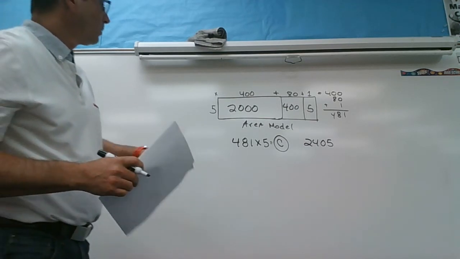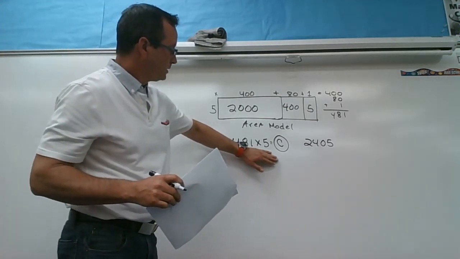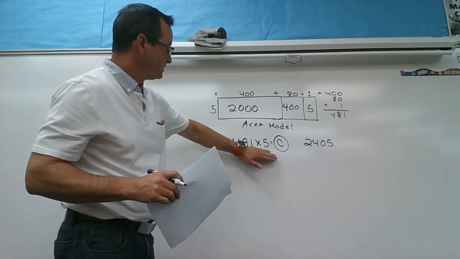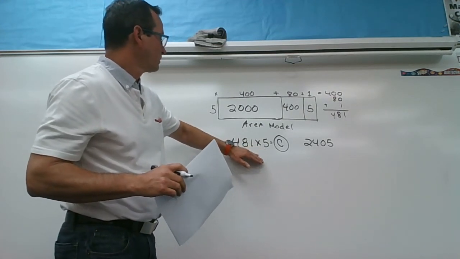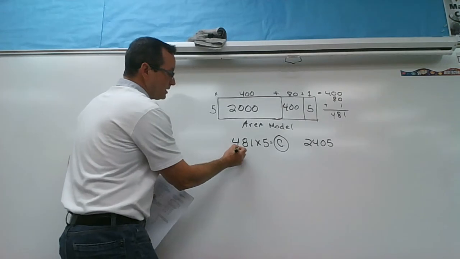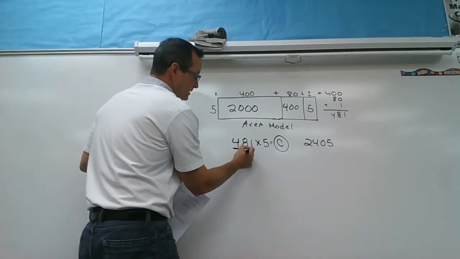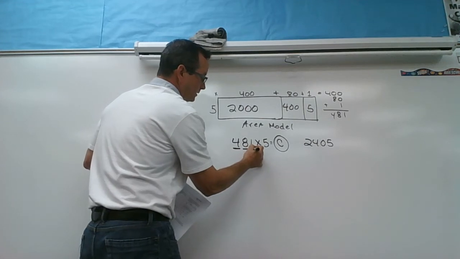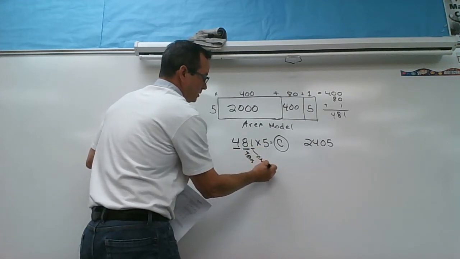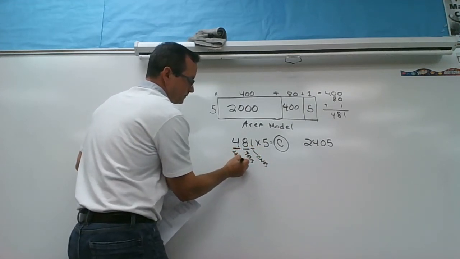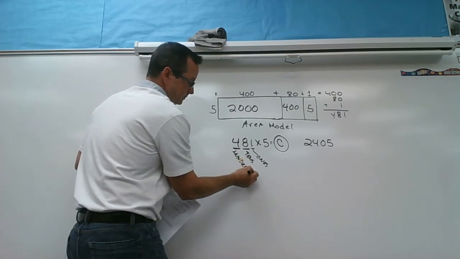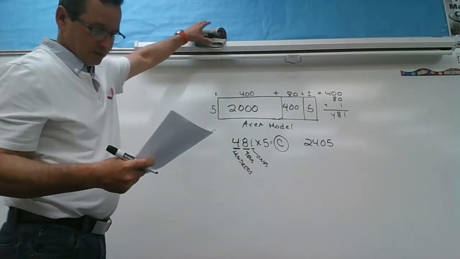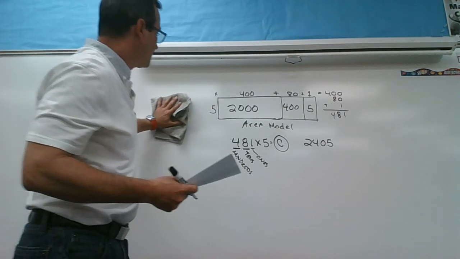So what they want to know, here's our equation. What does this equation represent in the area model? Remember, the 4 is in the hundreds place, the 8 is in the tens place, and the 1 is in the ones place. And this is the hundreds. Okay, that is question number 4. Question 5.